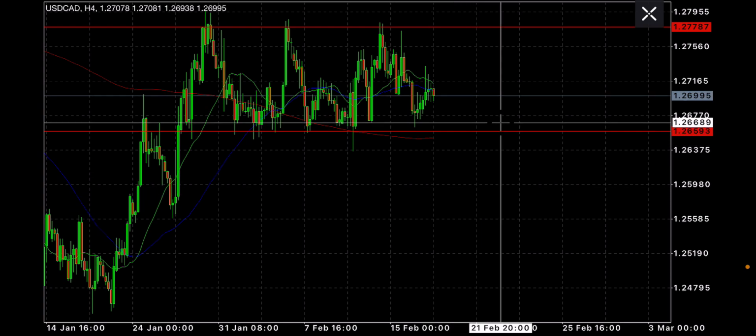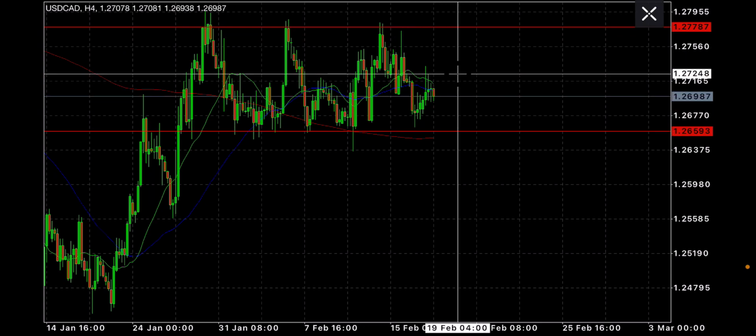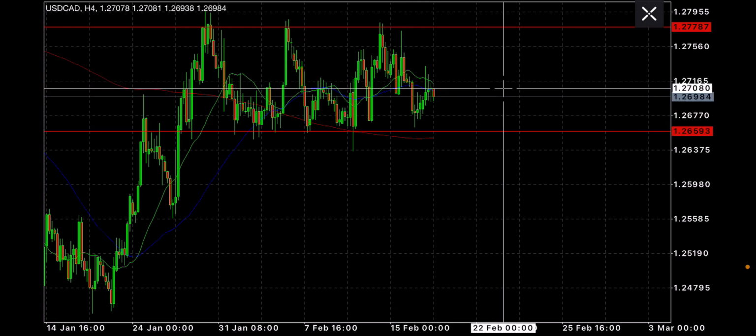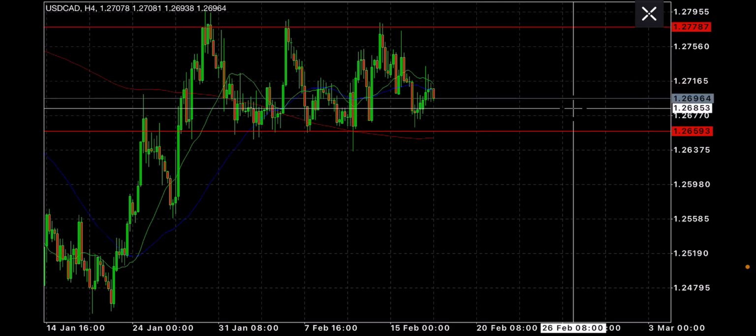All right, now looking at this from a technical analysis standpoint, all we've been doing is basically bouncing between two price points, 1.27 and 1.26 roughly. And unless there's a significant change in the fundamentals of either USD, in which it becomes significantly weaker, or a fundamental change in CAD where it either becomes significantly weaker or stronger too, then we're going to continue to bounce between this range.